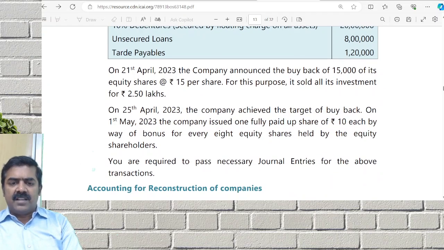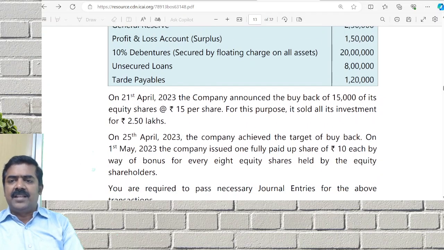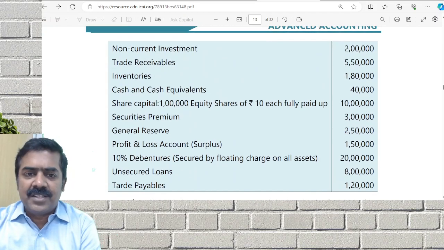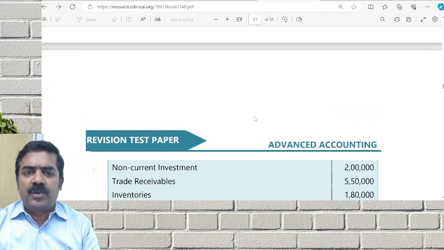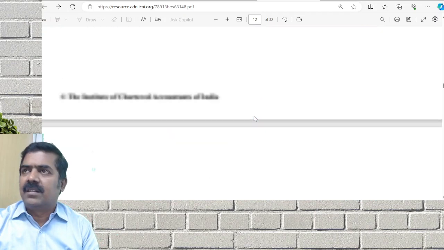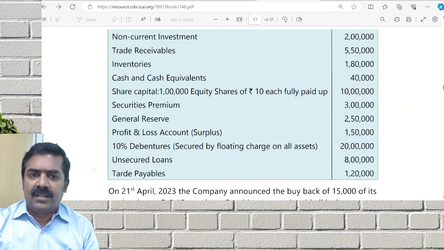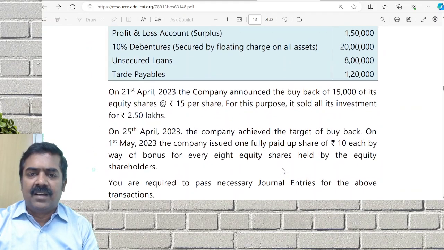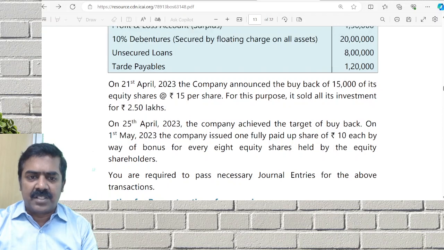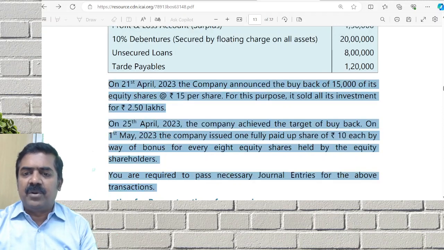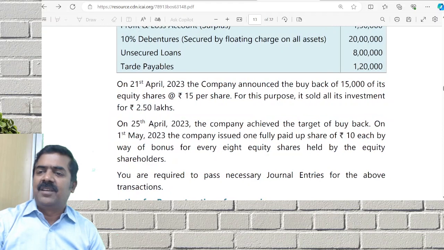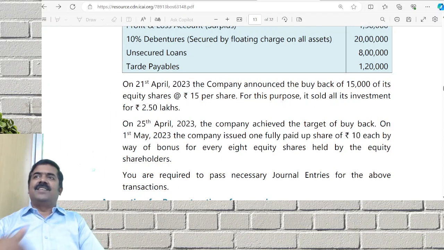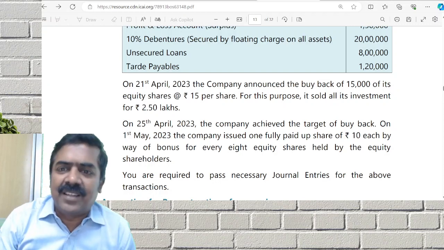Just pass the journal entry. Here, no need to apply any condition. So all this is irrelevant. Are we going to test how many shares the company is going to buy? No. Whatever is the balance sheet given, that is totally irrelevant for solving the question.